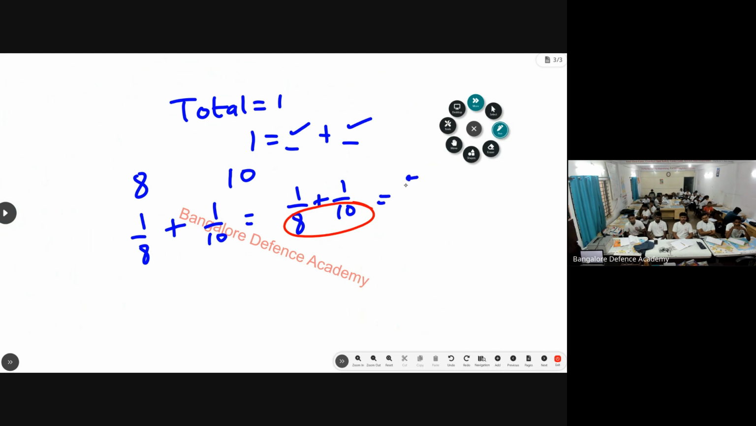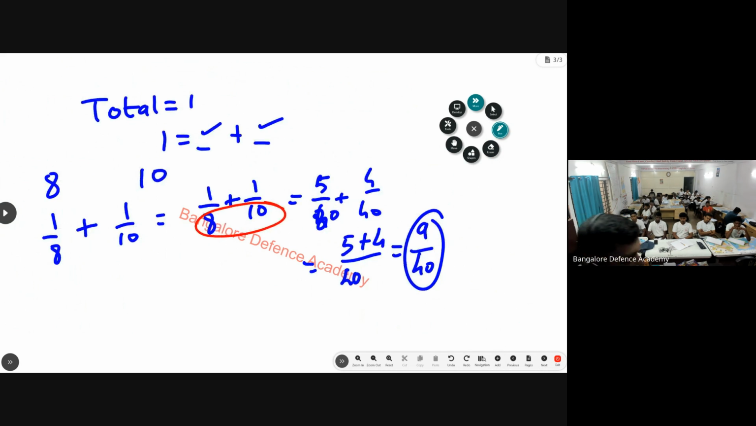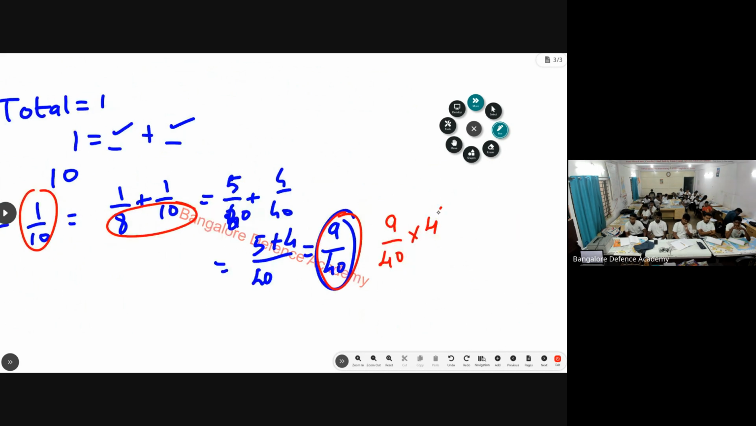So when I add 1/8 plus 1/10, what is the LCM of 8 and 10? 40. So this is 5/40 plus 4/40. 5 plus 4 is 9, so 9/40. So in 1 hour, when both the pipes are open, how much work are they doing? 9/40. You understand? Now these pipes are open for how many hours? 4. So 9/40 into 4. What will cancel? 4 ones are 4, 4 tens are 40. What is the answer? 9/10. So in 4 hours, they have done 9/10 of the work. You can do it like this also.